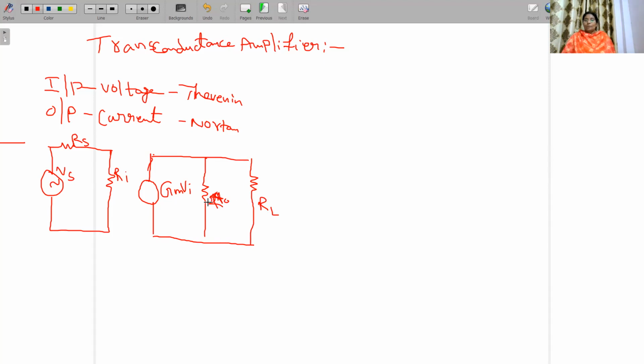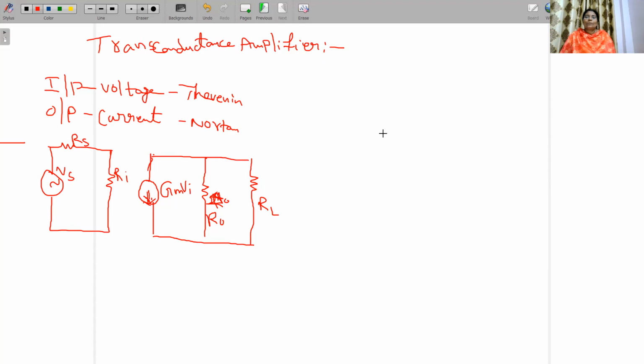So here I have to represent this value as R naught. Once again, this is R naught. This is RL. So what is this now? Current source. Gm into Vi represents the current source in parallel with resistance. Voltage source in series with the resistance. Here we have to represent the Thevenin equivalent model: input side is Thevenin equivalent model and the output side is Norton equivalent model.